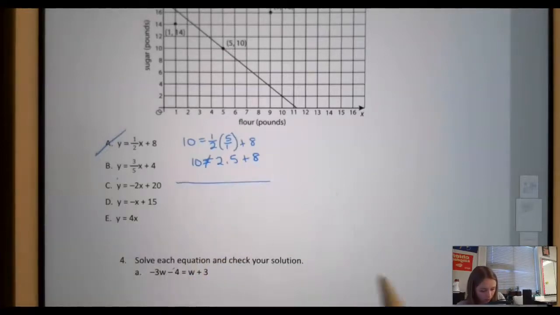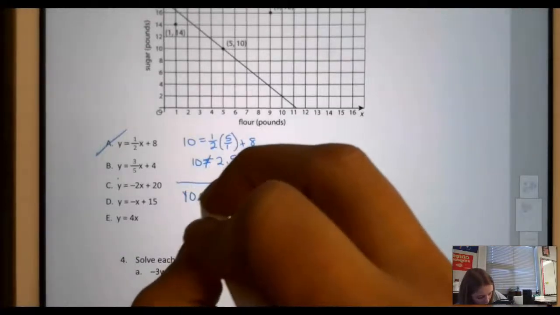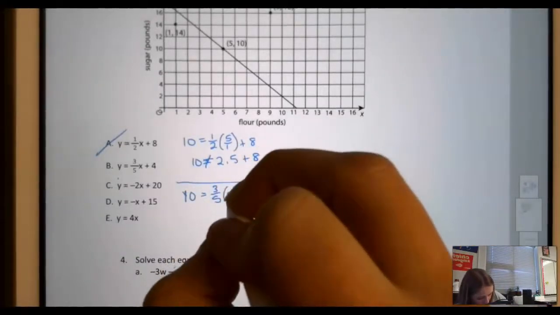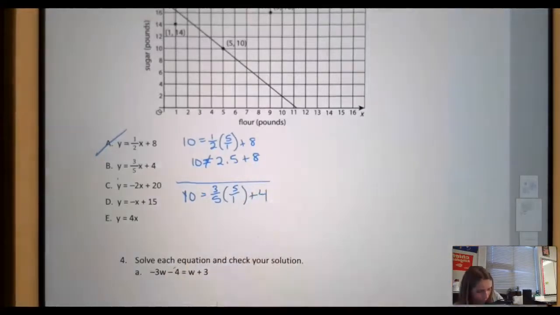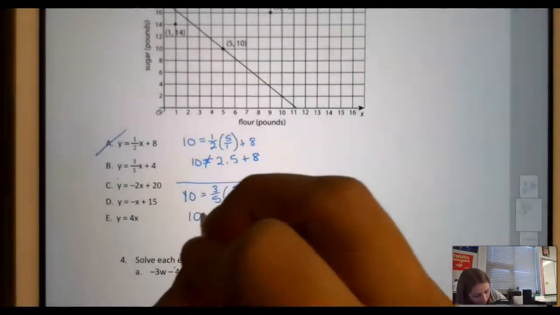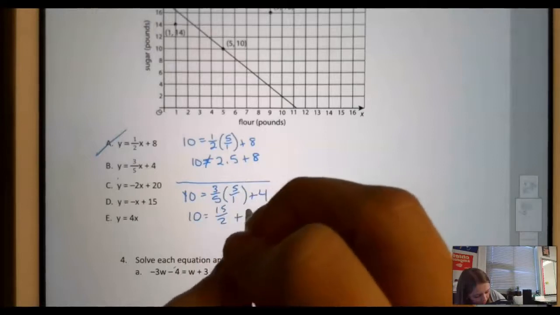Let's do this second one here. So 10 equals 3 over 5 times 5 over 1 plus 4. We end up with 10 equals 15 over 5 plus 4.